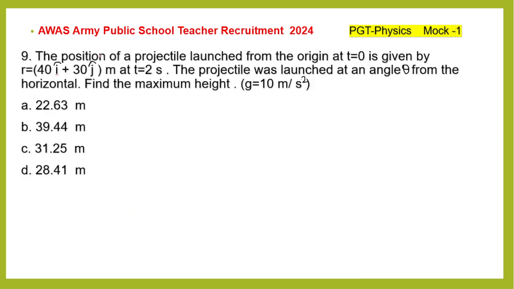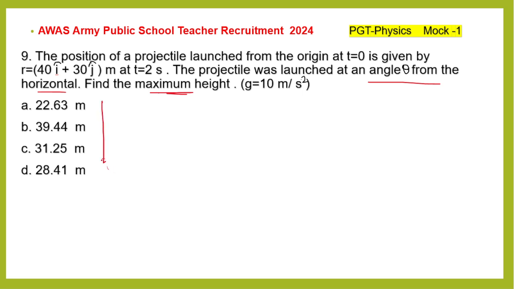Ninth question. The position of a projectile launched from the origin at t is equal to 0 is given by r at t is equal to 2 seconds. The projectile was launched at an angle theta from the horizontal. Find the maximum height.